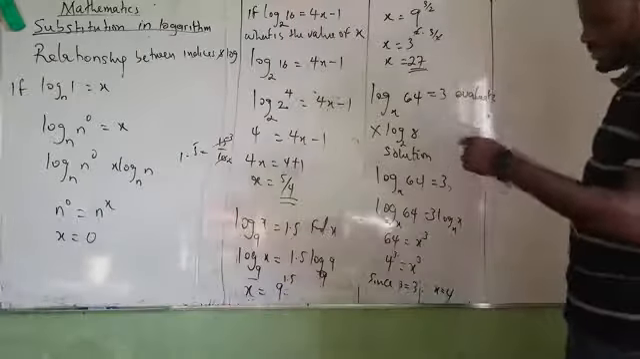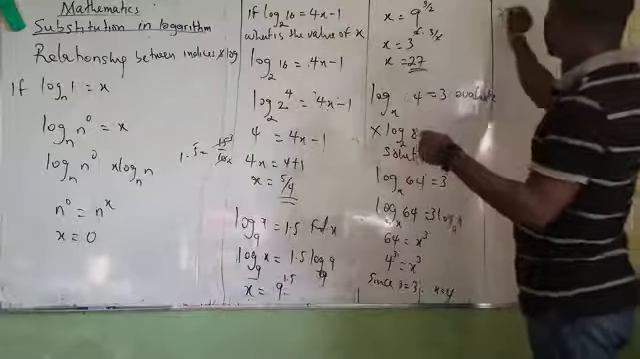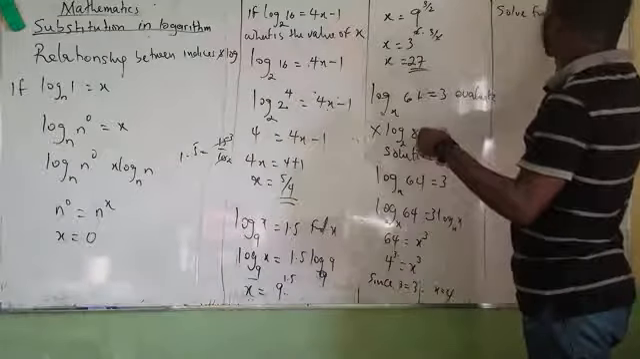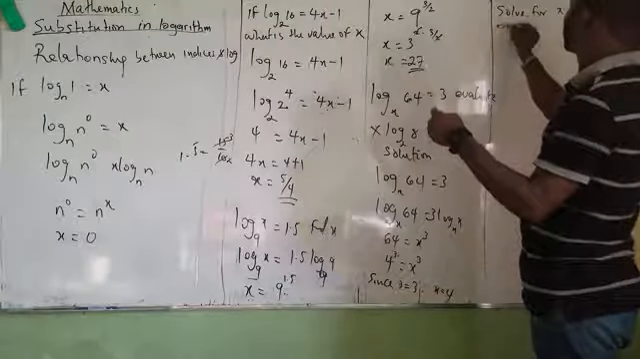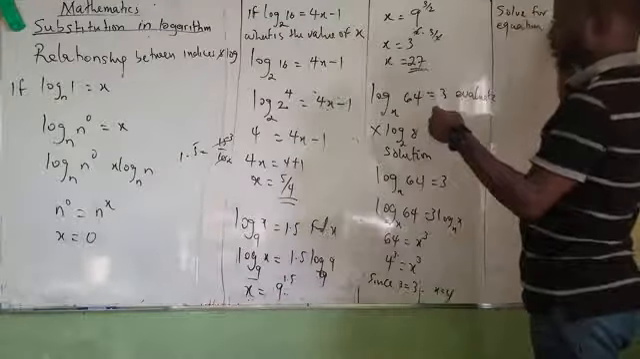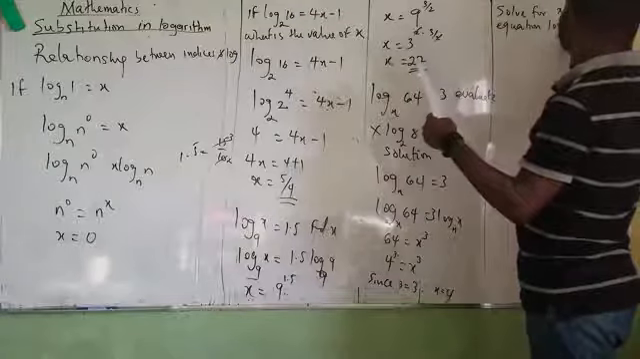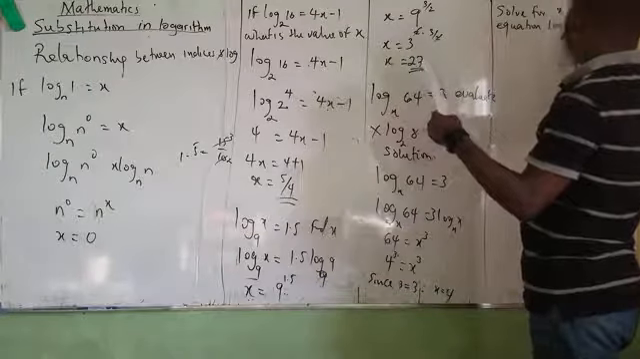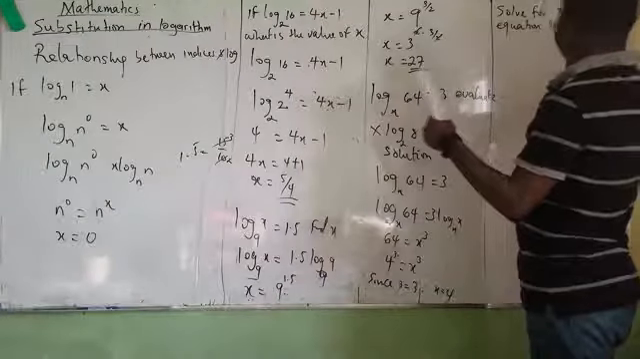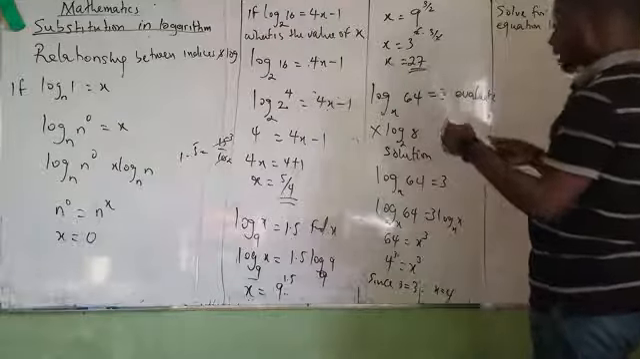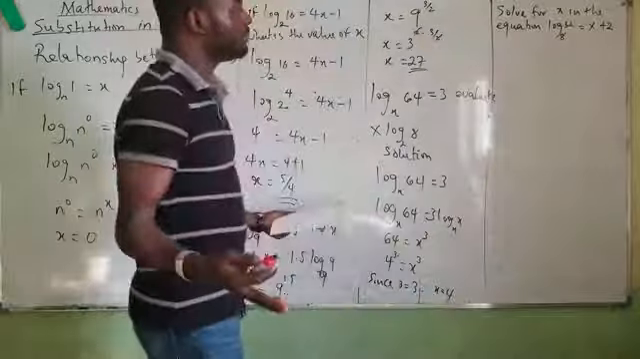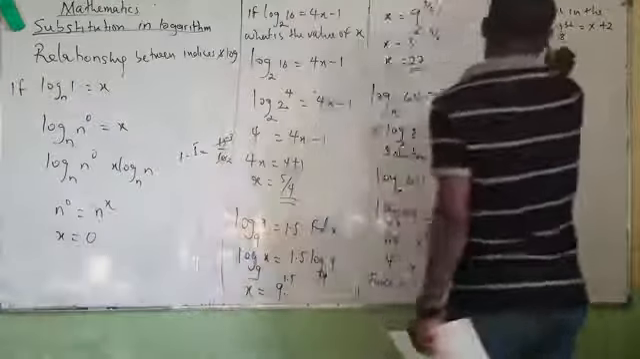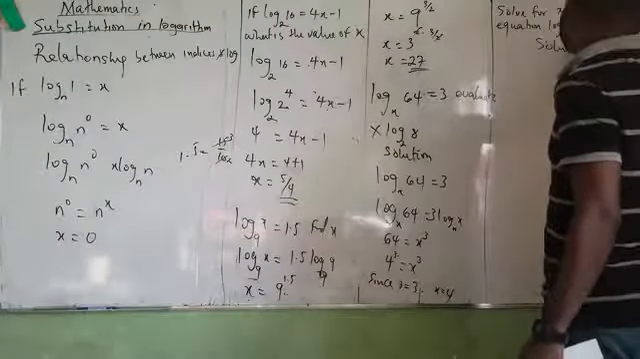On this part, you are asked to solve for x in the equation log 32 equals what? x plus 2. Now, you are asked to solve for x. There's no problem here. What you just need to do, this is a problem. I think I should be able to.